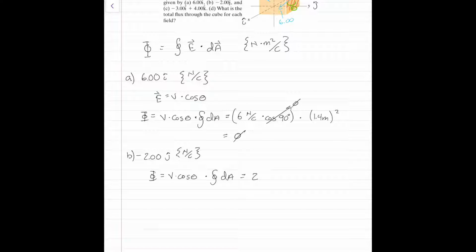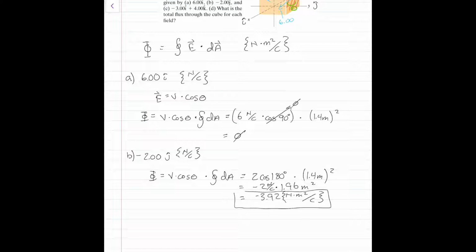Further simplifying, we get 2 cosine of 180 times the differential area, which again in this case is just 1.4 meters squared. Further simplifying this, we get minus 2 times 1.4 squared, which is, let me work on my calculator here, 1.96 meters squared. And again, this is in Newton per Coulomb. So further simplifying this, we get minus 3.92 Newton meters squared over Coulomb. And that's the electric flux acting with that electric field.